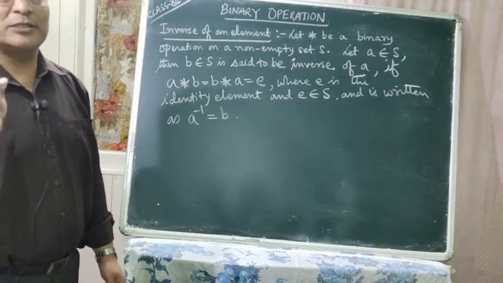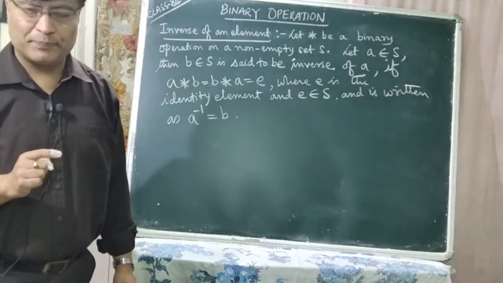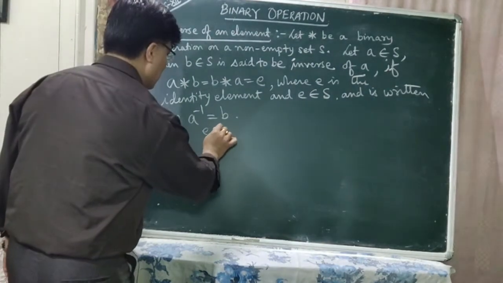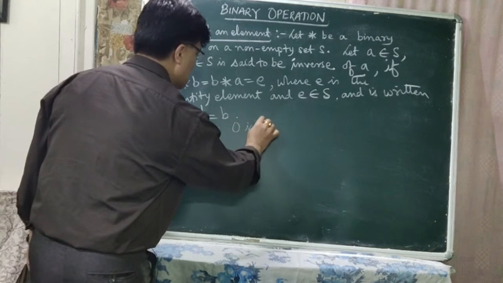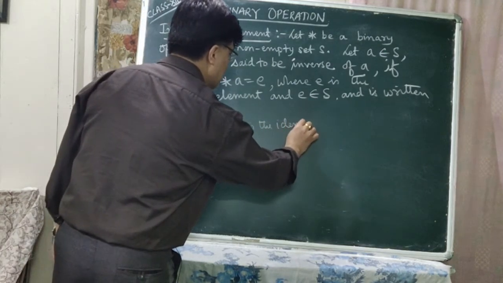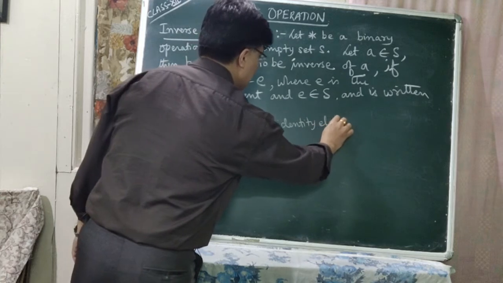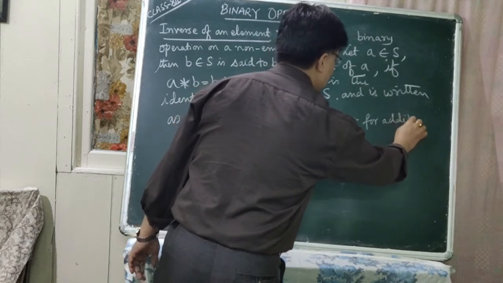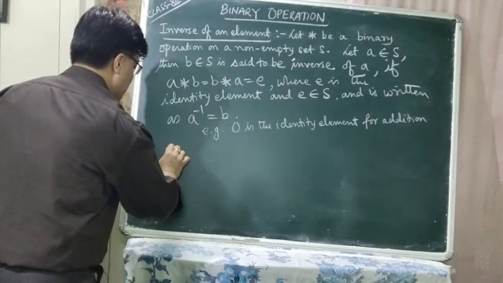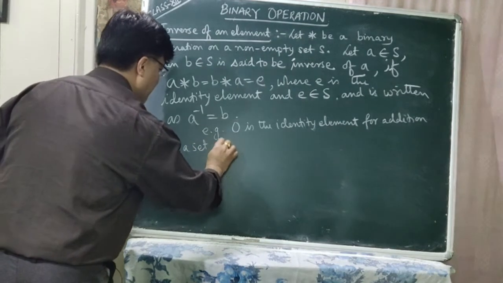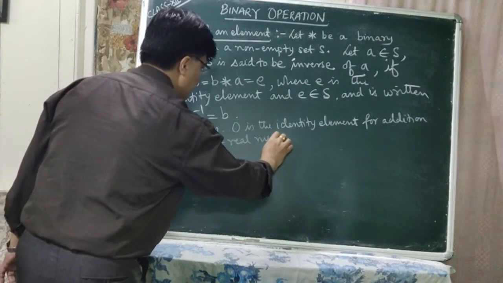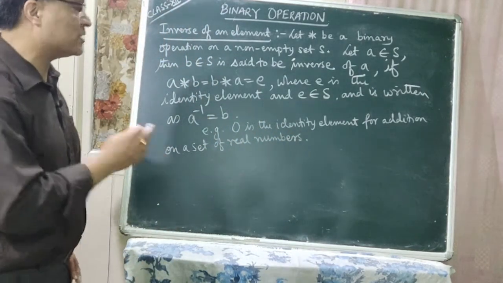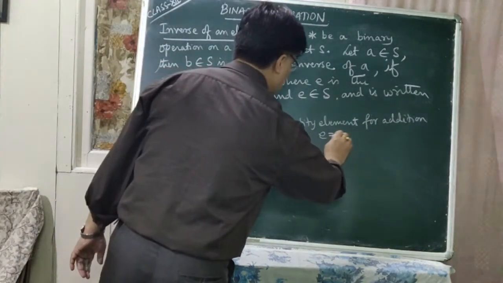So now you know that 0 is the identity element. 0 is the identity element for addition, isn't it? So, for example, you know that 0 is the identity element for addition on the set of real numbers, right? That is, the value of E is equal to 0.